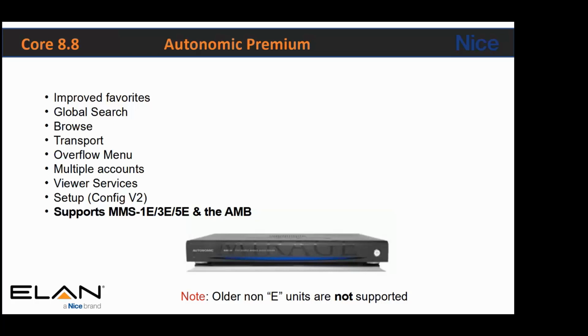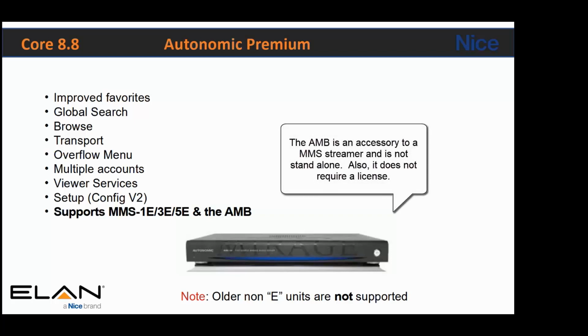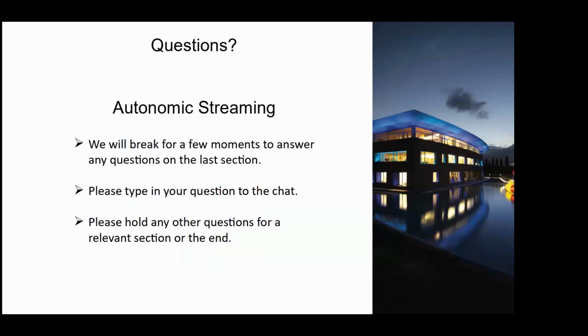So Autonomic Premium supports the 1E, the 3E, the 5E, and the AMB. It will not support the older, non-E units. I think it was the A's. But yeah, the AMB, just so you guys know, is a device that connects to the network and adds the ability. So you still need a streamer, and that just adds functionality to that streamer. All right, that was a lot. So let's pause here and take some questions.